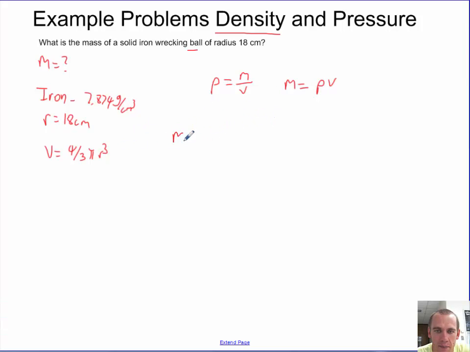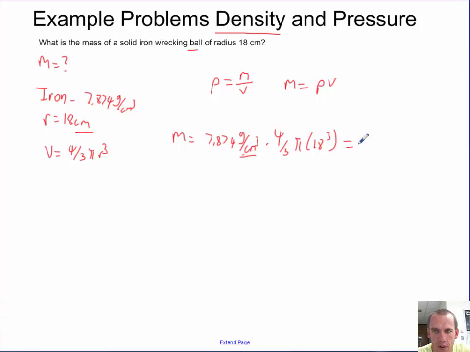So I'm just going to say M equals 7.874 grams per cubic centimeter times its volume. Now since this is in cubic centimeters and this is in centimeters, I'm not going to change anything to meters. It'll be okay. So times 4/3 pi times 18 cubed. I'm just going to run that in my calculator real quick. 7.874 times 4 divided by 3 times pi times 18 cubed.